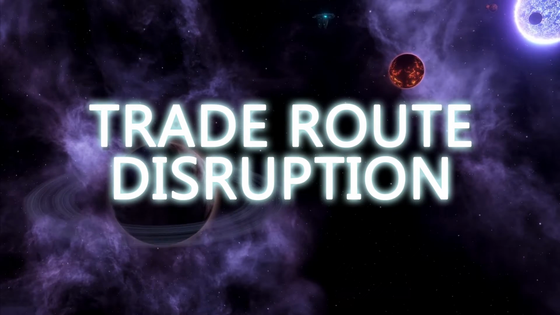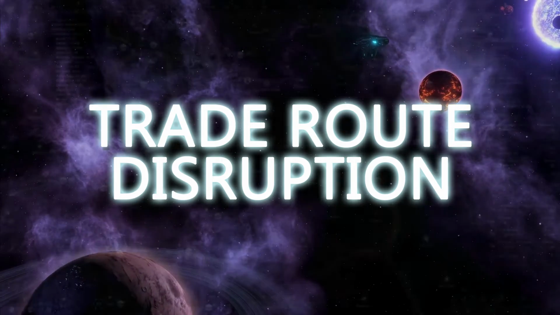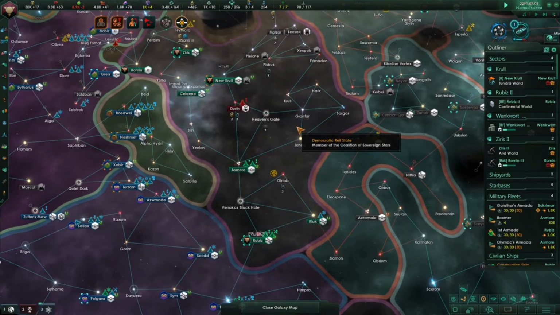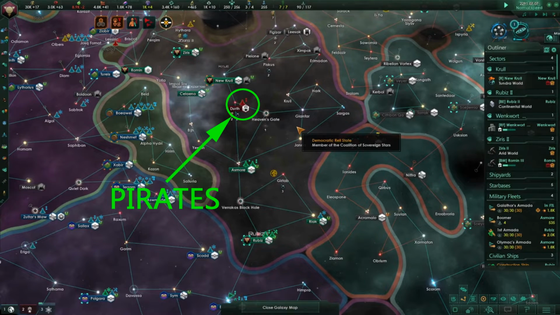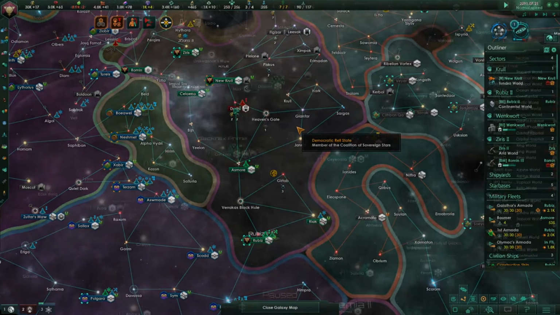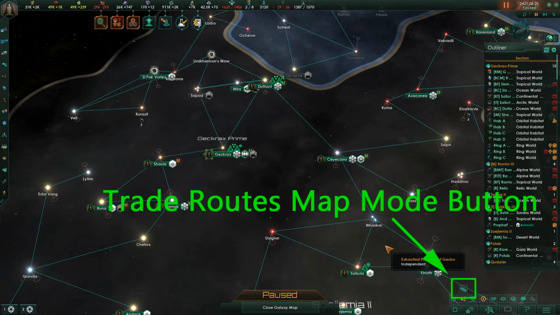Trade route disruption is one of the first and most obvious problems you should look for when trying to diagnose economic crashes. This happens when a critical starbase along a trade route becomes compromised, and that can happen when pirates show up or if an enemy conquers one of your systems along a trade route during a war. When this happens, trade along the route is disrupted and the collection profits do not make their way back to your homeworld. You can easily identify trade routes that are compromised by using the Trade Routes Map Mode key.